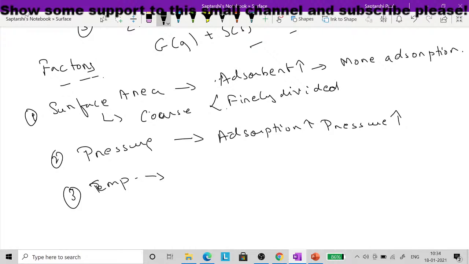But normally what happens is that adsorption decreases with temperature increasing. We'll look into the specific aspects of chemisorption and physisorption, right? So let us now look into those aspects.